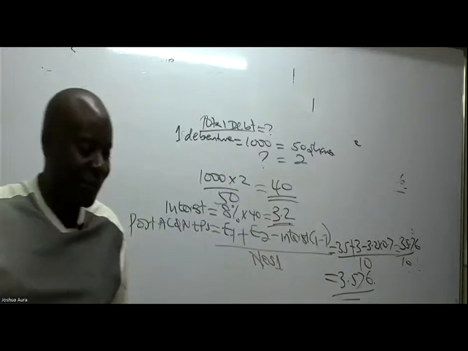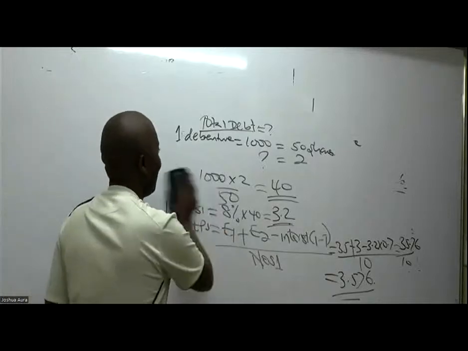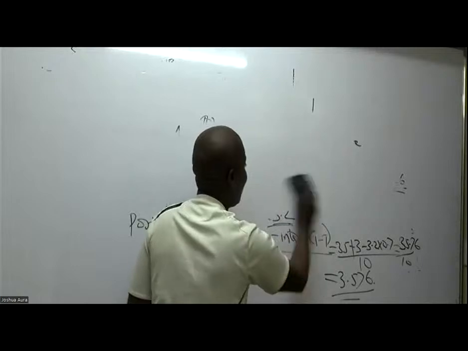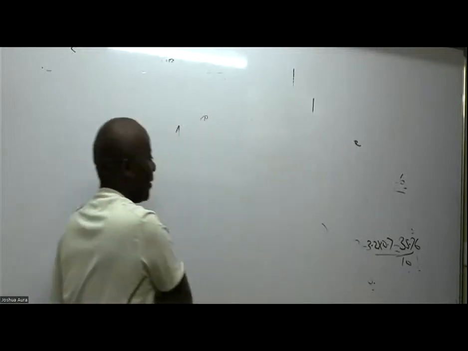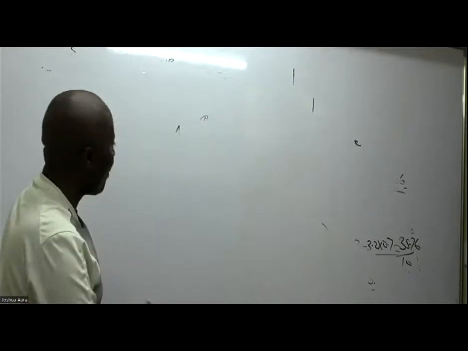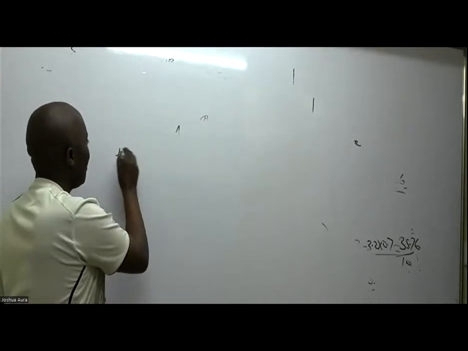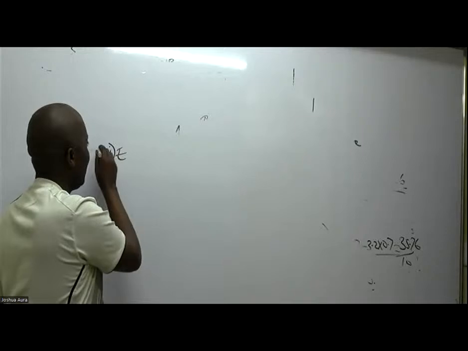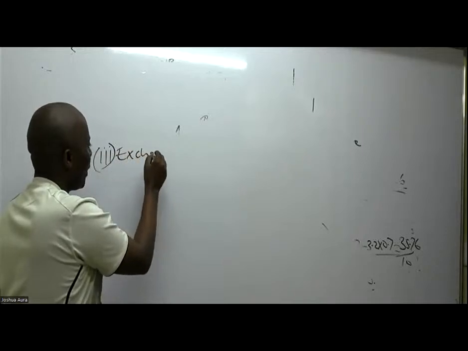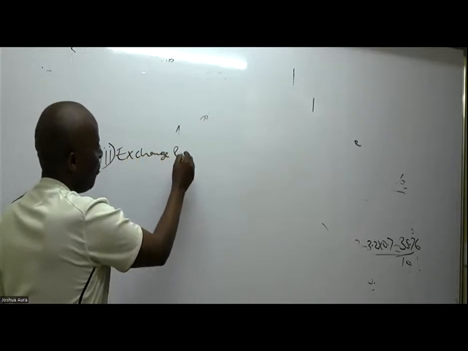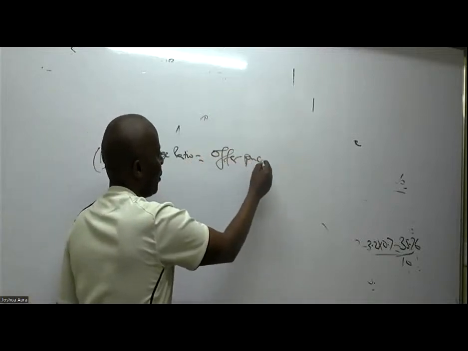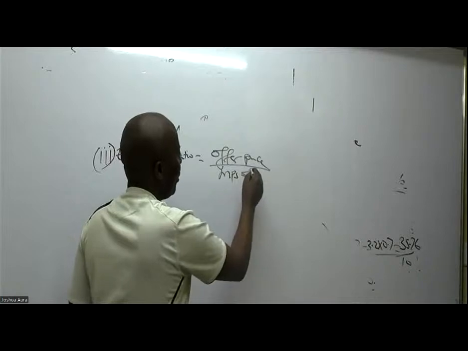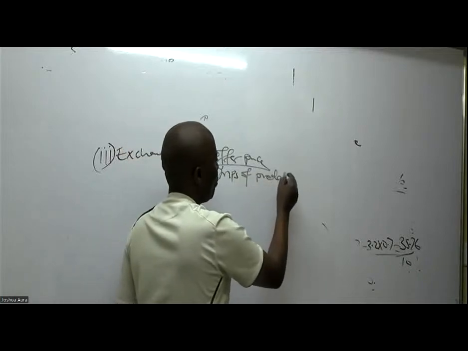When there is an offer price being given, the first thing, ladies and gentlemen, that we need to do is calculate the exchange ratio. Somebody is telling me, Mwalimu, number 3 was not done. So calculate the normal exchange ratio for us. This will be the offer price over MPS of the predator.